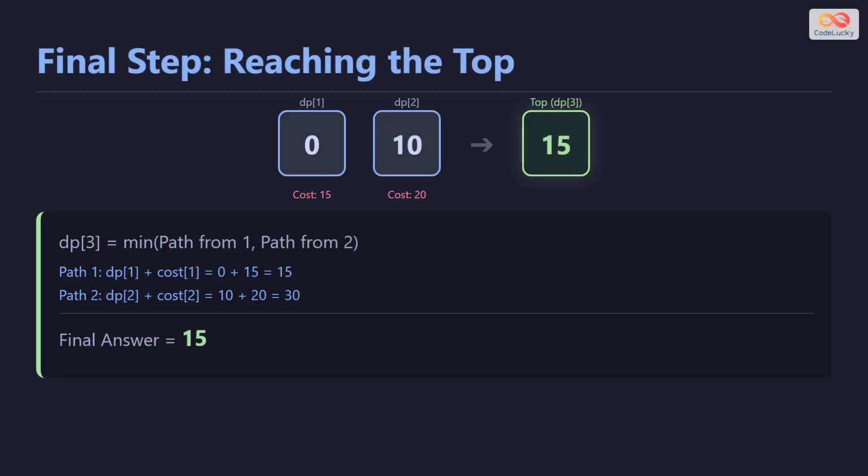Finally, to reach the top of the floor, which is beyond the last step, we look at our last 2 options. We can come from index 1 paying 15, giving a total of 15, or from index 2 paying 20, giving a total of 30. The minimum is 15. That is our answer.